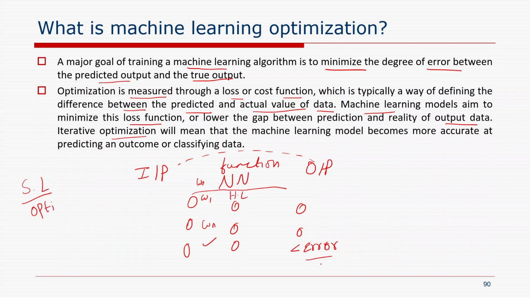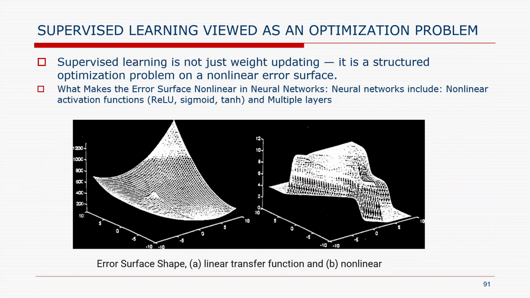As we want to learn the weights of the neural network so that our error is minimized over the iterations during the training period, supervised learning is not just weight updating. We are not blindly updating the weights. It is a structured optimization problem on a non-linear error surface. That is, we have to find the optimized weights on the error surface, but first we'll understand what these non-linear error surfaces are. Error surfaces in neural networks become non-linear.